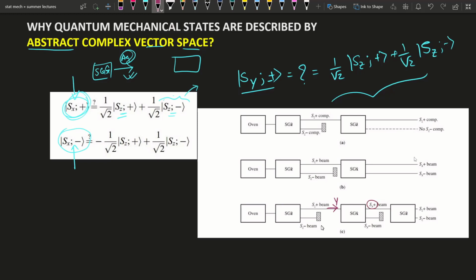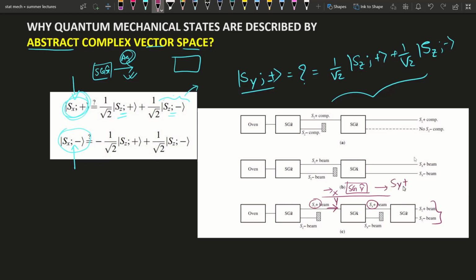This can be thought of as giving rise to the results we have discussed, and you can think that the same thing can happen when this SZ plus beam goes in the x direction, and another case in the x direction passes through the SGY compartment. SGY means the magnetic field is in the y direction.